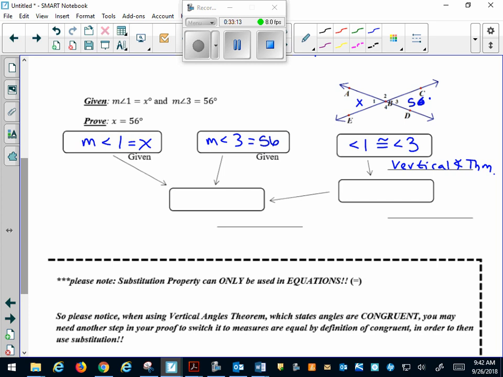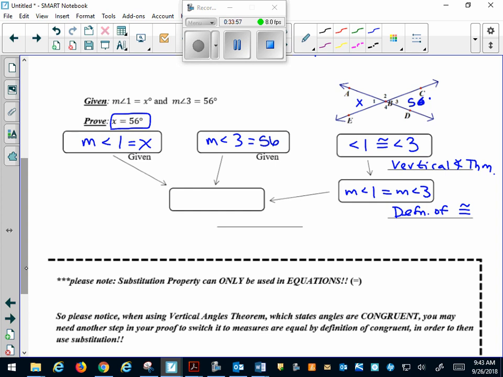So knowing that my proof has an equal sign in it, I know that I have to get this congruence into a statement of things being equal. So if angle 1 is congruent to angle 3, then the measure of angle 1 is equal to the measure of angle 3. What's my reason here? If they're congruent, then they're equal. What's my reason? Good. Definition of congruent angles. Or just definition of congruent. I'll take that too. Definition of congruent.